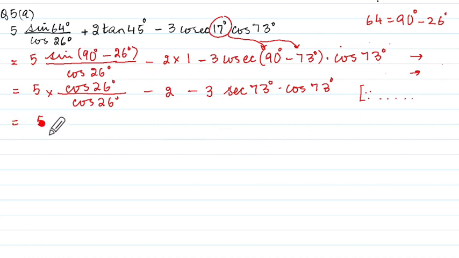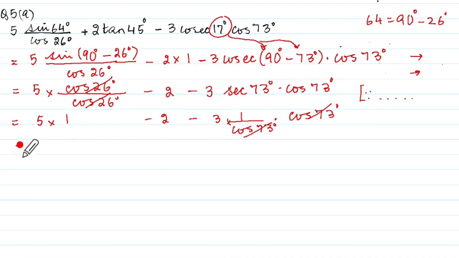Let us continue. This will be 5 into, this gets cancelled because they are the same quantities. So we'll have 1 here, minus 2 here, and minus here 3. Now cos and sec, what is the relation? Sec is 1 upon cos. So we write 1 upon cos 73 degrees and here multiplied by cos 73 degrees. So what do we have? We will have 5 here, minus 2 here, minus 3 into 1. So that will be 0, and that is our answer. Okay, so we understood how to carry on with this. This is a 3-mark question.